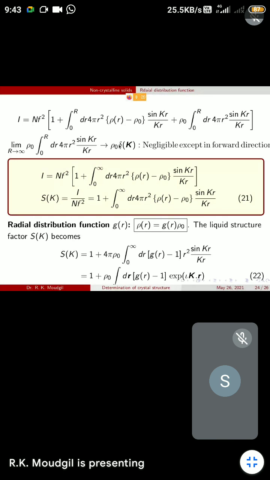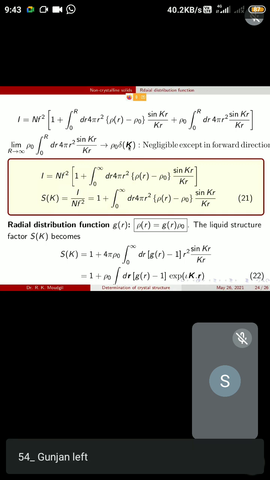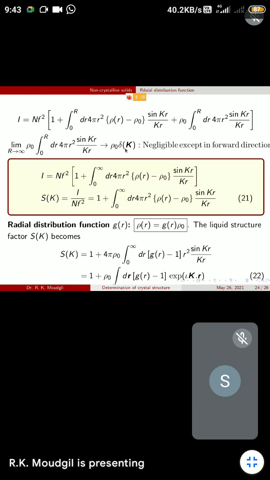So as you can see, this Dirac delta function is zero for K not equal to zero. That is, it is non-zero only when capital K is zero. Otherwise this is negligible. Capital K recall कीजिए, capital K क्या था, delta K. Delta K क्या था, K dash minus K. So capital K zero means K dash is equal to K. That is your forward scattering direction.